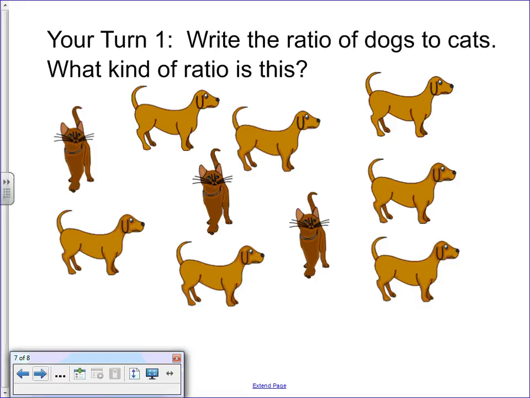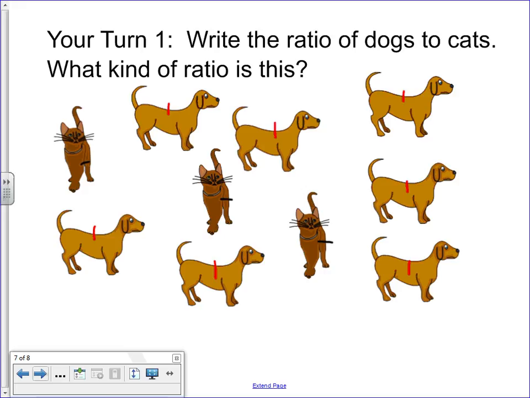Okay, so let's take a look. This is asking for dogs to cats. So let's first start by counting up our dogs. We've got 1, 2, 3, 4, 5, 6, 7 dogs. Okay. And then we can also count up our cats. There's 1, 2, 3 cats.